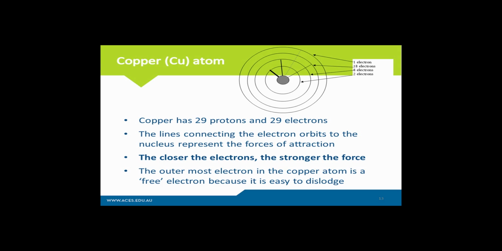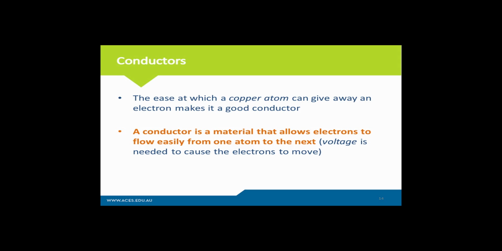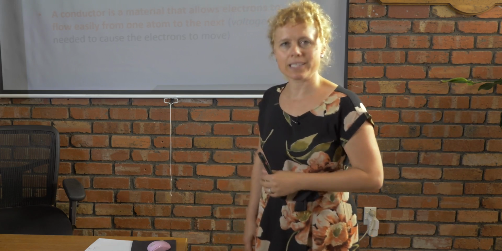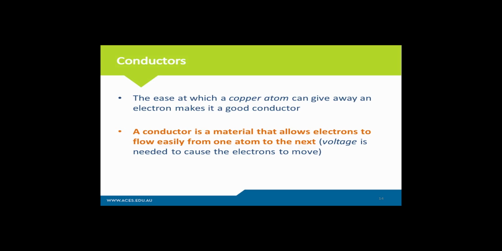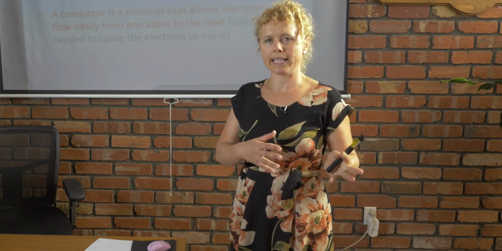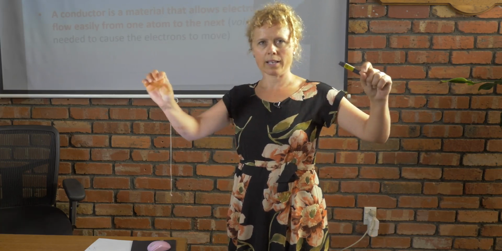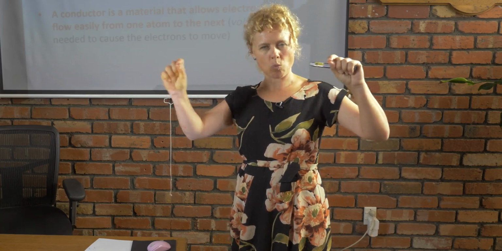The outermost electron in the copper atom is a free electron because it is easy to dislodge. The ease at which copper atoms can give away their electrons in the outer orbit make it a really good conductor. And a conductor is a material that allows electrons to flow easily from one atom to the next. Again, a conductor is a material, normally metal, that allows electrons to flow easily from one atom to the other. So imagine this copper wire and all the copper atoms in the wire.